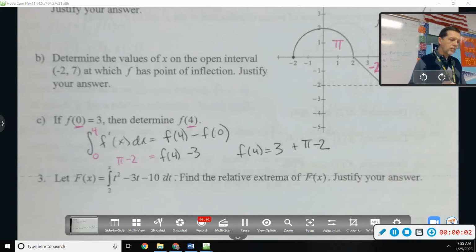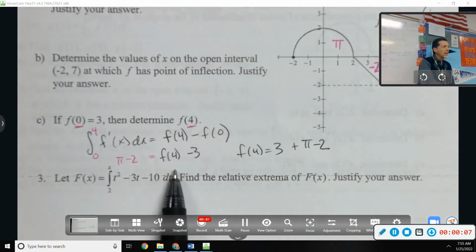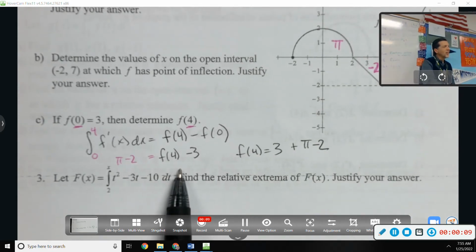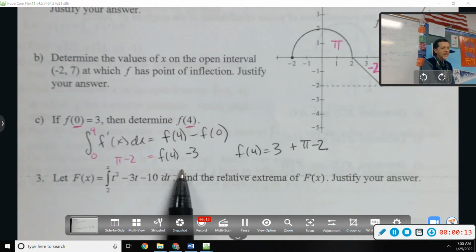So there's 2C from the worksheet from last night. I feel like I didn't give you a satisfactory answer. Maybe a satisfactory answer, but not a satisfactory explanation. Yeah, that's fair. So we just found the area. Everything from 0 to 3, not to 4. Right. So why are we adding 3?